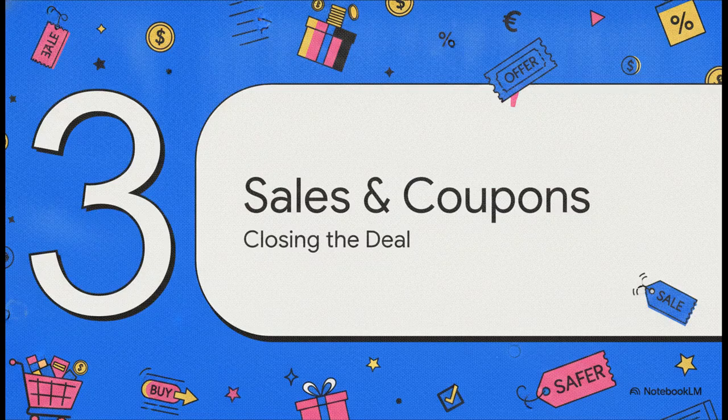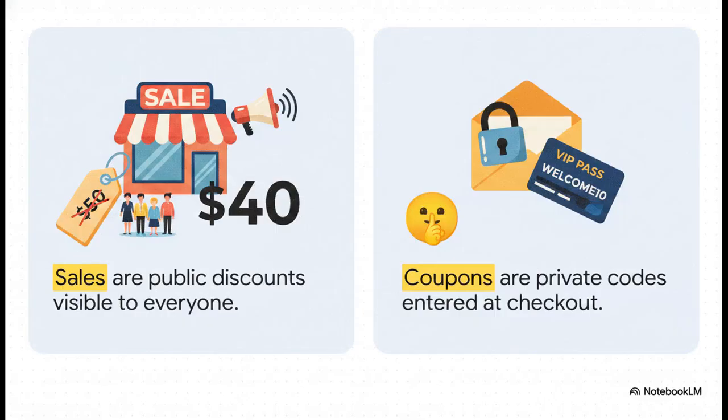All right, Section 3: Sales, Coupons, and Offers. This is all about closing the deal. Getting someone to visit your shop is a great first step, but how do we incentivize them to actually click that buy button? The platform gives you two primary tools for discounts, and it's super important to understand the difference between them. First, we have sales. These are totally public. Everyone who visits your shop sees them. If you run a sale for 20% off a $50 item, every single buyer sees that price drop to $40.